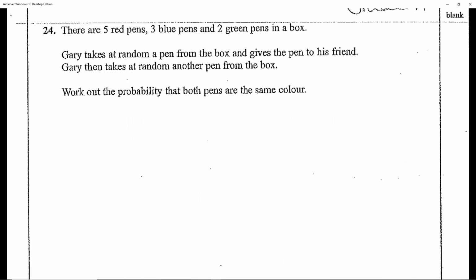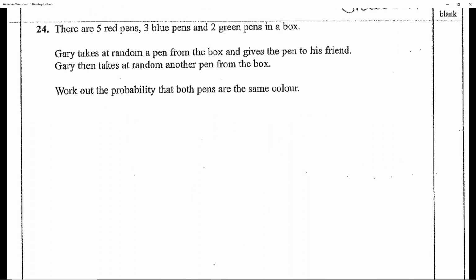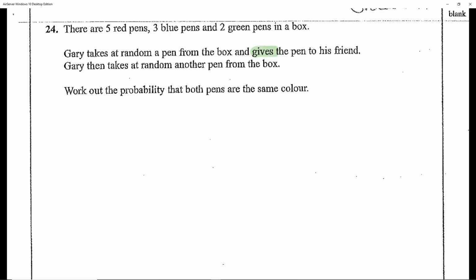Okay, so now by looking at the language, the key word is, what does that mean? He takes one out. And does he put it back in? No. Okay, lovely. So when it's not being put back in, what do we call that? Without replacement. Fantastic.